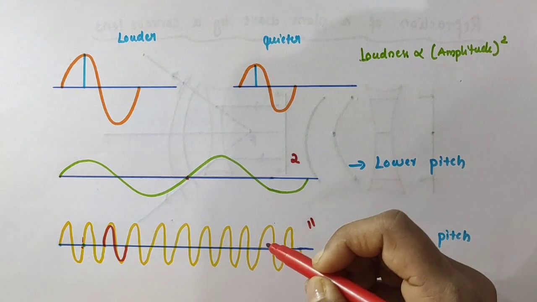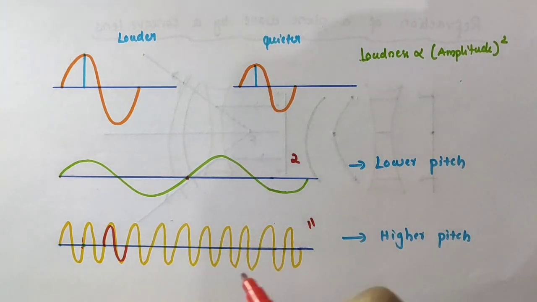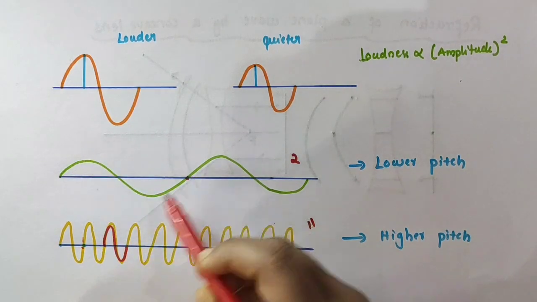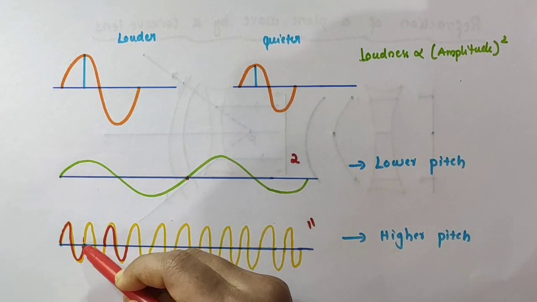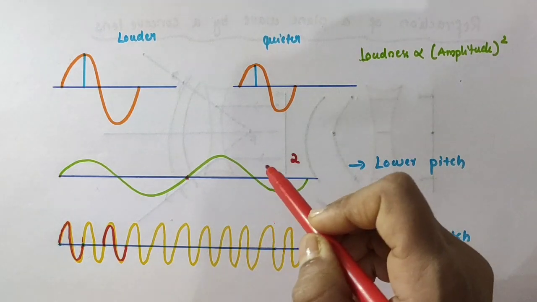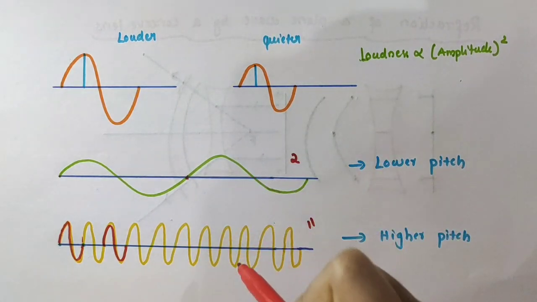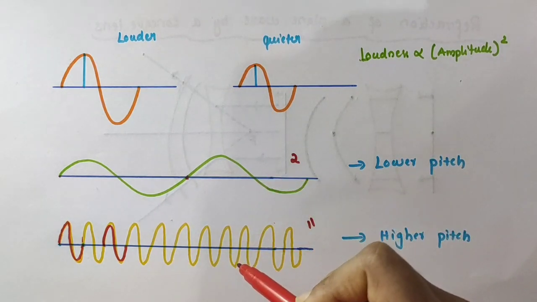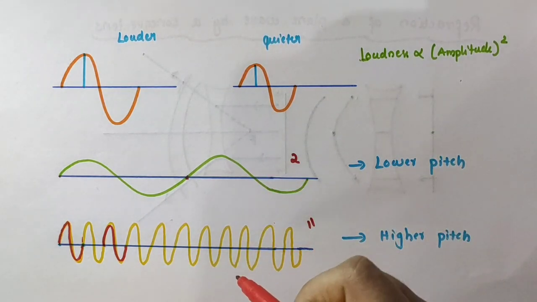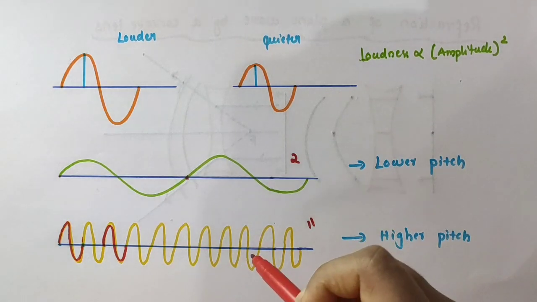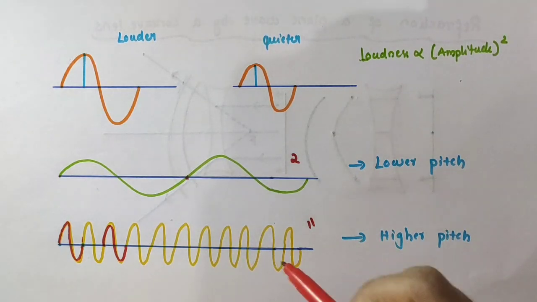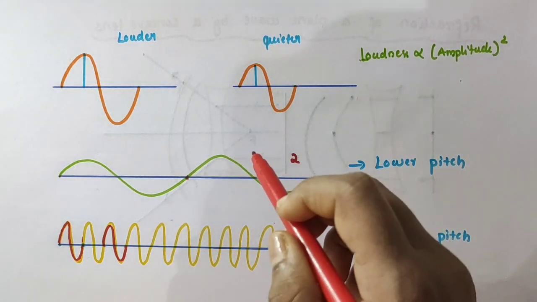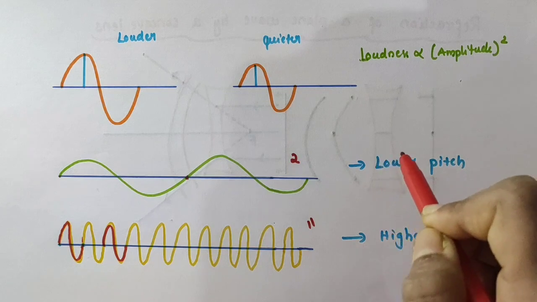So which has more frequency? Frequency is the number of vibrations or oscillations completed in 1 second. One oscillation means from here to here. So here only 2 oscillations are completed in 1 second, and here 11 oscillations are completed in 1 second. So which has more frequency? This one, no? If the frequency of vibration is higher, we say that the sound is shrill, sharp and has a higher pitch. If the frequency of vibration is lower, we say that the sound has lower pitch.